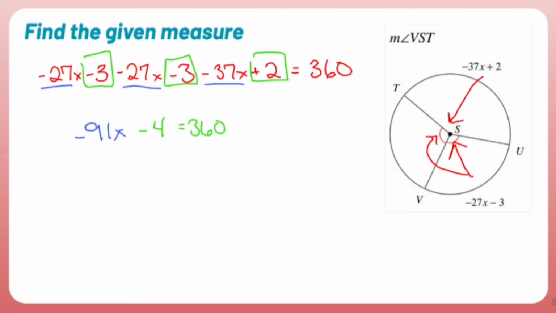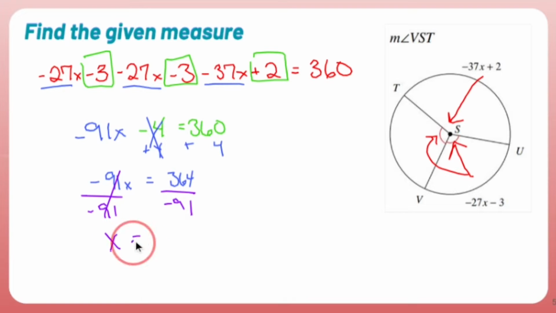Now it's a two-step equation. I'm going to add 4 to both sides. So negative 91x is equal to positive 364. I'm going to divide both sides by negative 91.